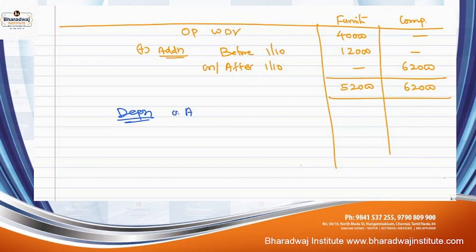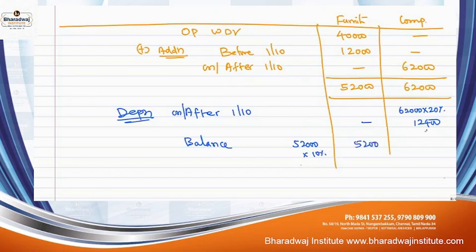So allowable depreciation on furniture, there is computer 62,000 into how much percent allowed? 40%, but for less than 180 days, what will you do? 20%. Less than 180 days, so 20%. On the balance of assets, furniture 52,000 into 10%. So this will give us allowable depreciation.